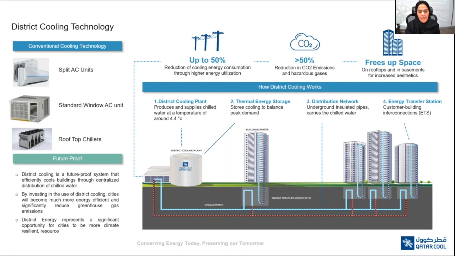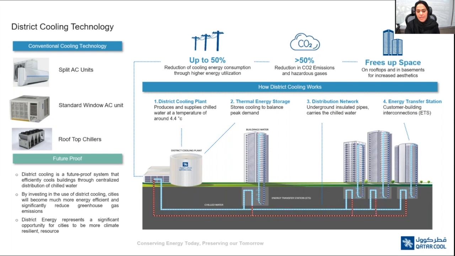I'll talk briefly about how district cooling operates. In the district cooling plant, water is chilled and then supplied to customer buildings through the network of pipes. The chilled water is then fed into the building's own cooling system through the heat exchanger, which we call ETS, and then fed back to the cooling plant in a closed loop where it is chilled again and redistributed.